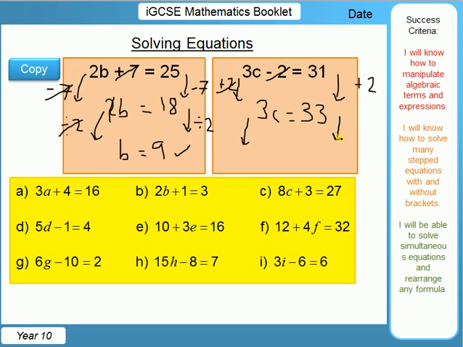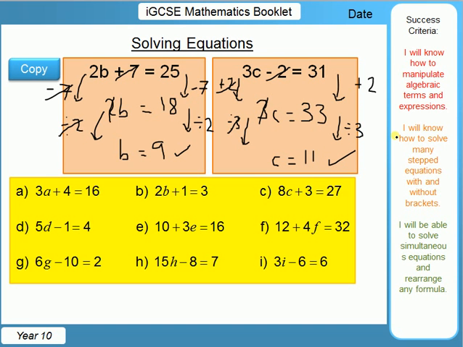Now, I'll give you 5 seconds. How do we get to our answer C at the bottom? Hopefully you've noticed we have a 3 here, so we do the opposite of timesing by 3, so we divide by 3 on both sides. This cancels with the 3 here, leaving us C, and 33 divided by 3 is equal to 11.